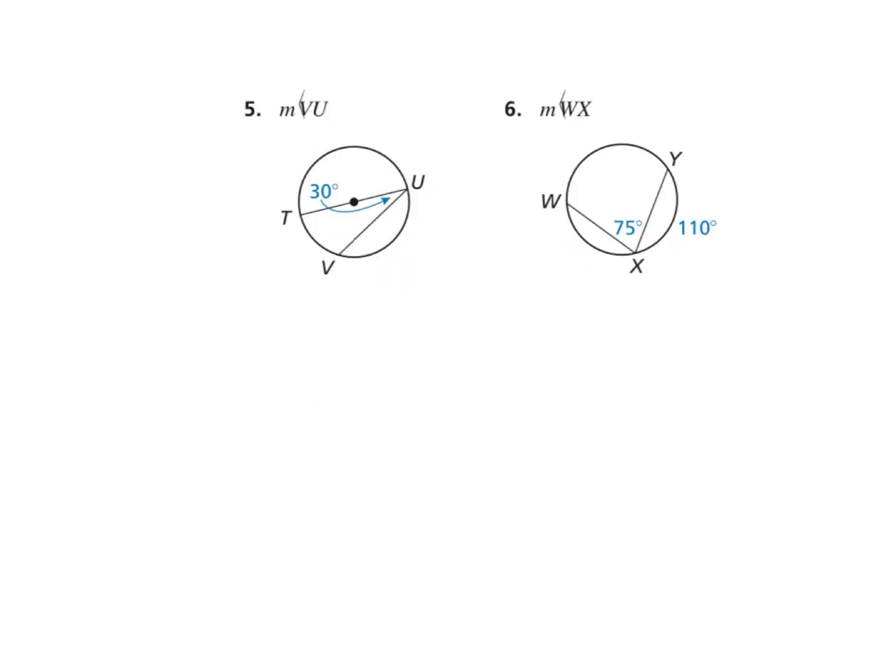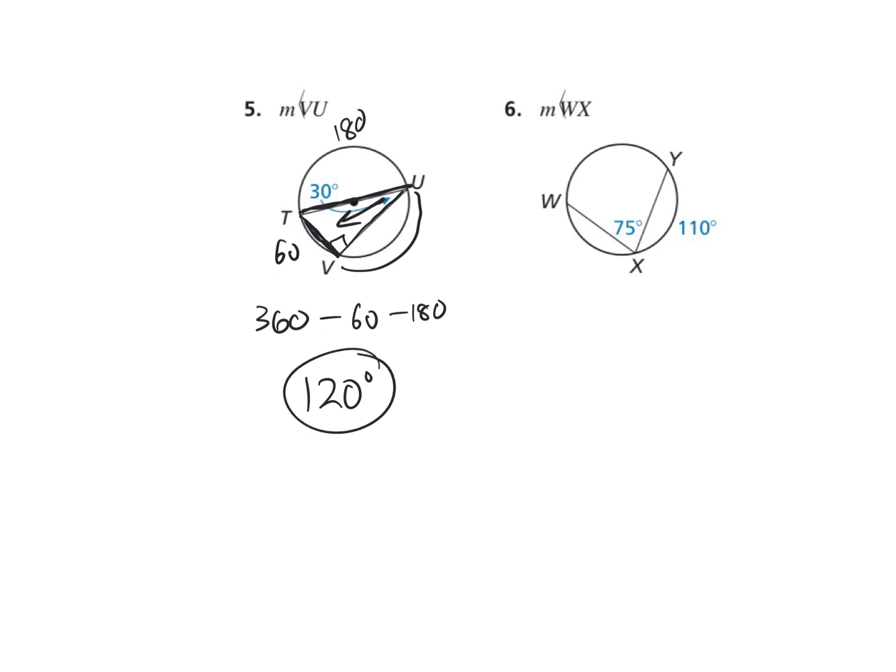Number 5, the arc VU. It wants this. So remember, you have a diameter there, so this is 90 degrees here. So this is an inscribed angle. Okay, so that makes this 180, and that's diameter, so of course it's 180. If this is 30 here, then this is 60. So you have 360 minus 60 minus 180. So 360 minus 180 is 180. 180 minus 60 is 120. Okay, so that arc is 120.